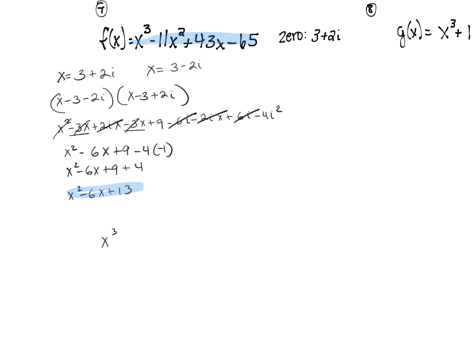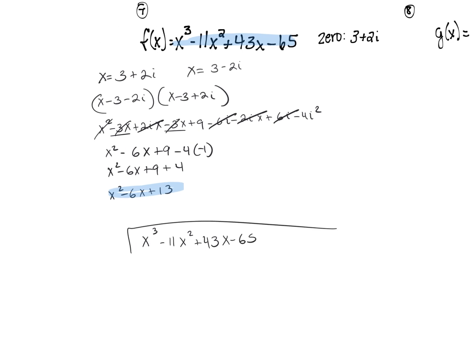So it's going to be x cubed minus 11x squared plus 43x minus 65. I'm going to go ahead and write it out for long division. So I'm going to start with x. So it's going to be x cubed minus 6x squared plus 13x. Now remember, when we're subtracting, we subtract everything. So this becomes negative, this becomes positive, and this one becomes negative.